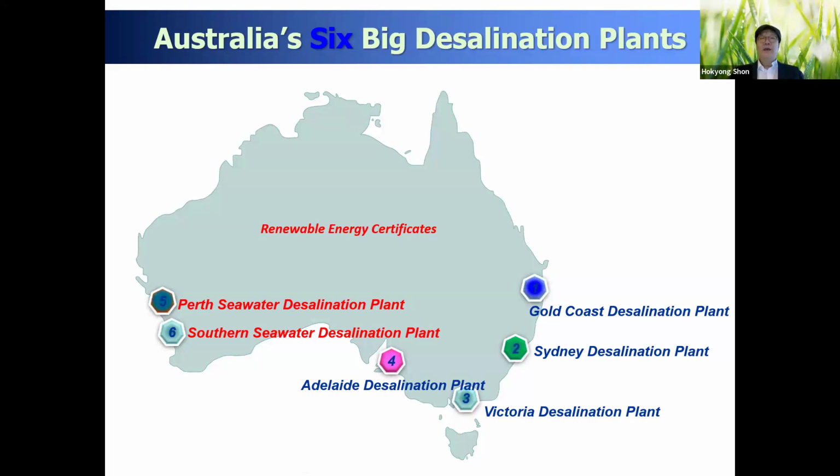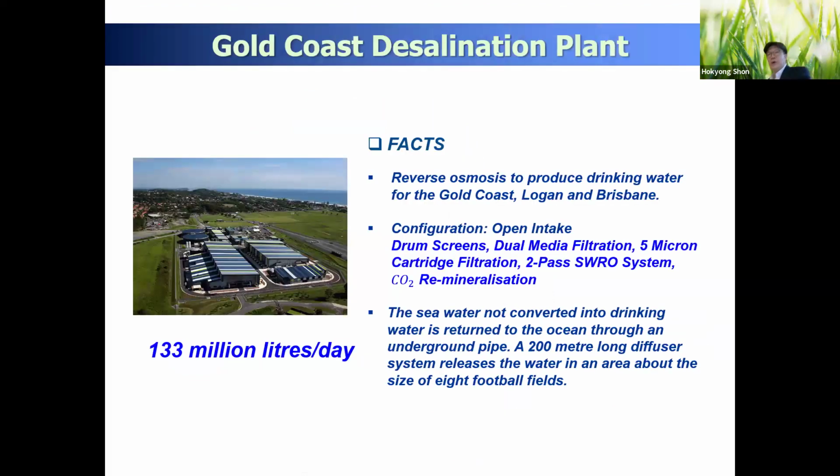Only Sydney and Perth operate 24 hours, 7 days, because water sources are not enough for these two areas. So how can we design this one? The Gold Coast desalination plant. So let's look at what's the difference. We have 6 desalination plants. How are they different?